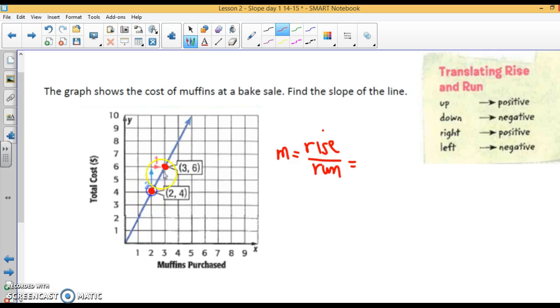From this point to this point, I'm going up 1, 2. So my rise is 2. My run is 1. So my slope is 2. And it's positive because it's going up.